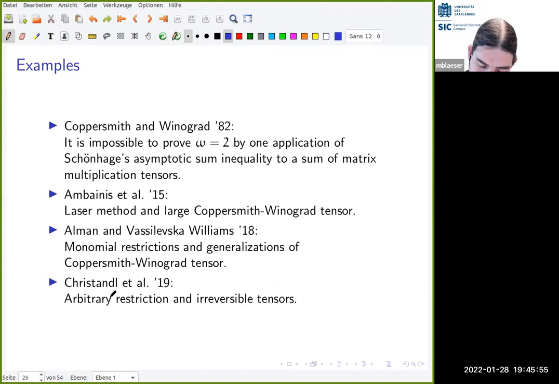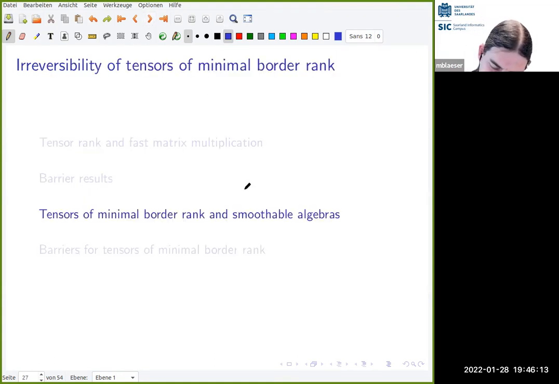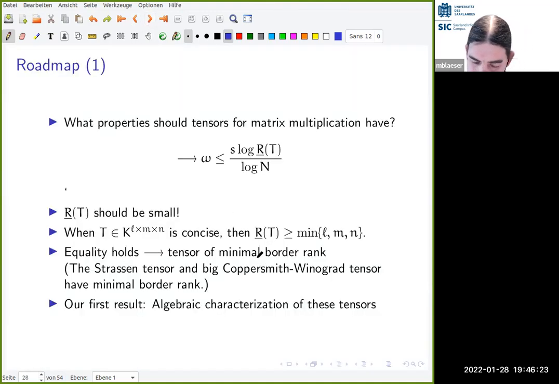And then maybe the most general setting, but of course you get the worst lower bounds on omega, was by Christandl et al. They took arbitrary restrictions and looked at what is called an irreversible tensor, and I will define what an irreversible tensor is in a minute. This is what we now want to use. We want to look at tensors of minimal border rank.